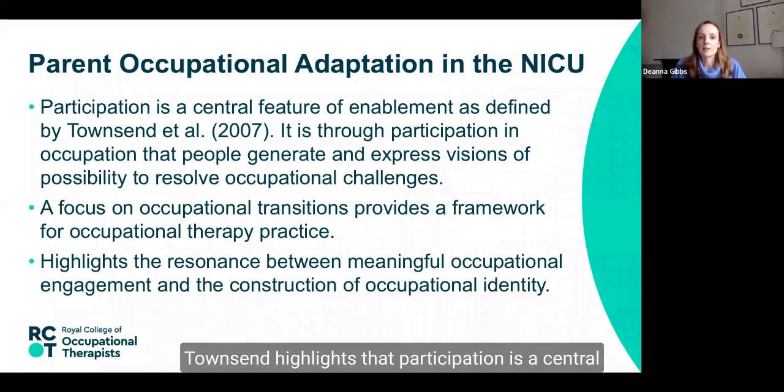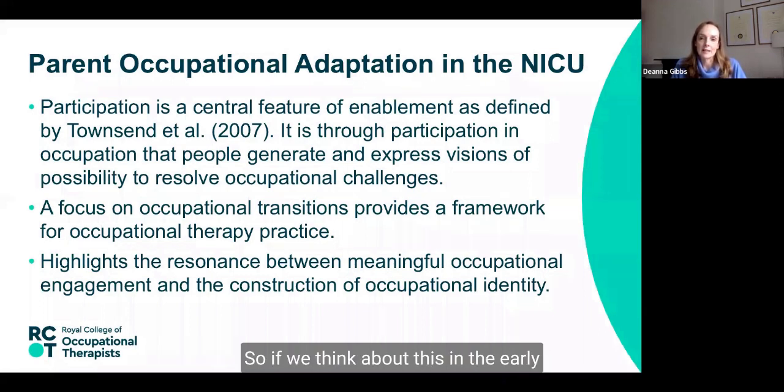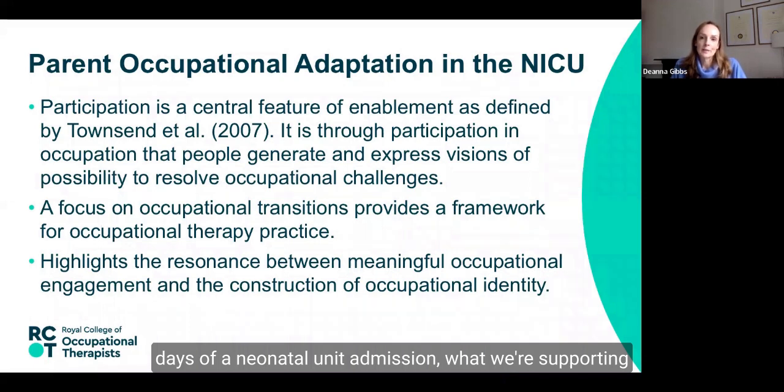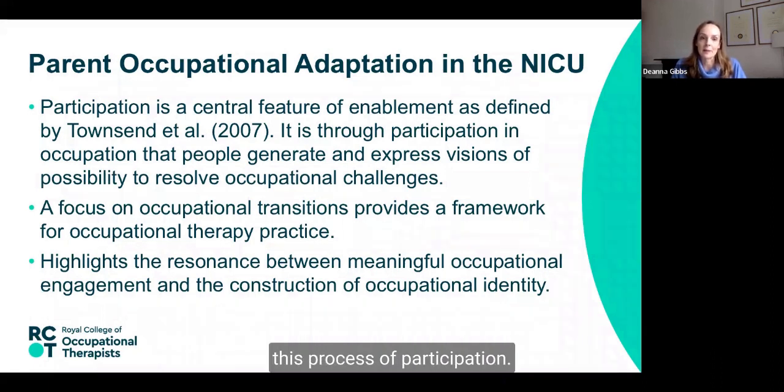Townsend highlights that participation is a central feature of enablement, and it's through participation in occupation that people generate and express visions of possibility to resolve occupational challenges. So if we think about this in the early days of a neonatal unit admission, what we're supporting parents to do is to generate ideas about who they can be as a parent, even if that's very different to what they anticipated that being, examples of, so that they can start to create this space and create the opportunities to think about being a parent to this baby in this scenario and what skills and capabilities we can support that parent to develop as they work through this process of participation.